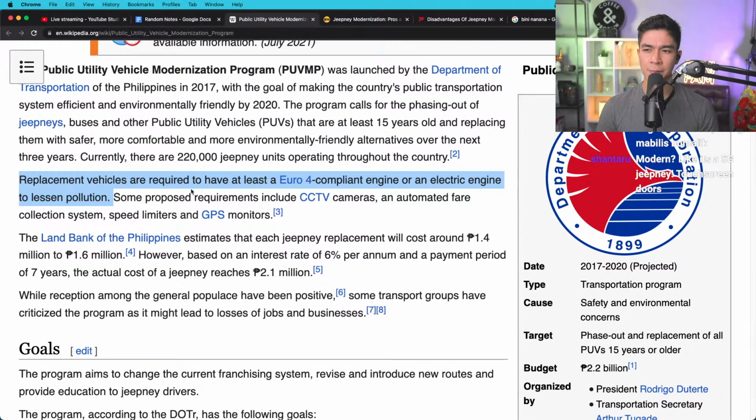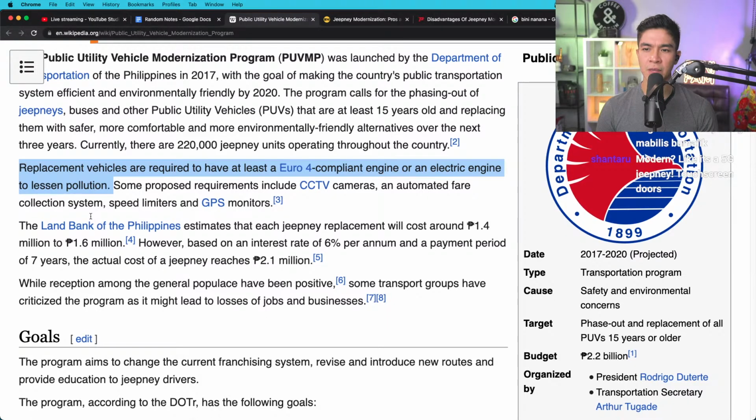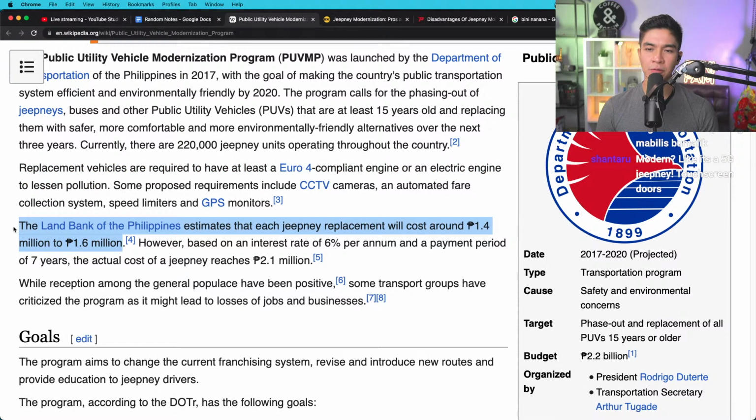Some proposed requirements include CCTV cameras, automated fare collection systems, speed limiters, and GPS monitors. The Land Bank of the Philippines estimates that each jeepney replacement will cost around, ito yung problem, 1.4 to 1.6 million. Can you imagine? I mean, dun pa lang may kita nyo na yung problema. 1.4 to 1.6 million pesos to replace one jeepney.